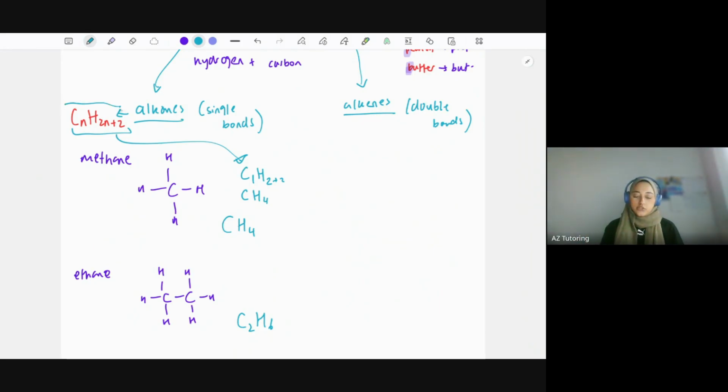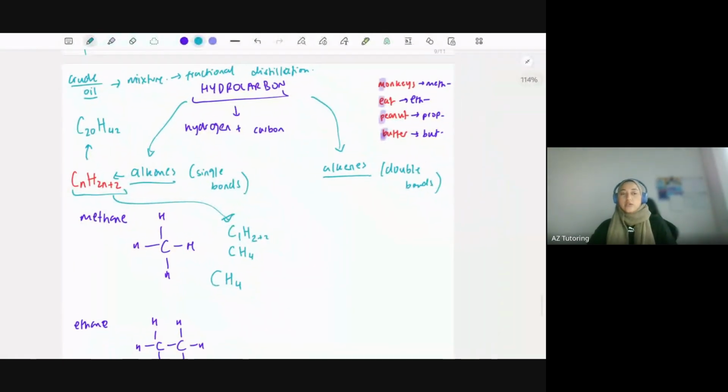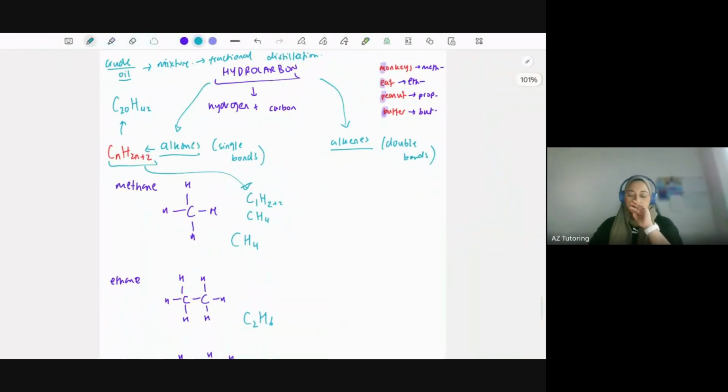So remember this generic formula for alkanes as well, just in case you have to do it for something with 20 carbons, then you can let n equal 20. So C20, H, 2 times 20, which is 40. 40 add 2, 42. That's how you figure out how many hydrogens and carbons are in a certain alkane.